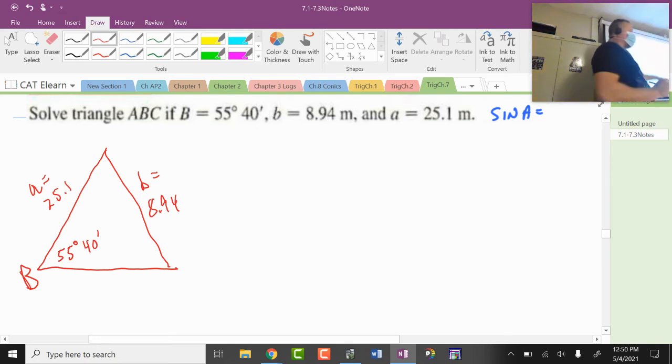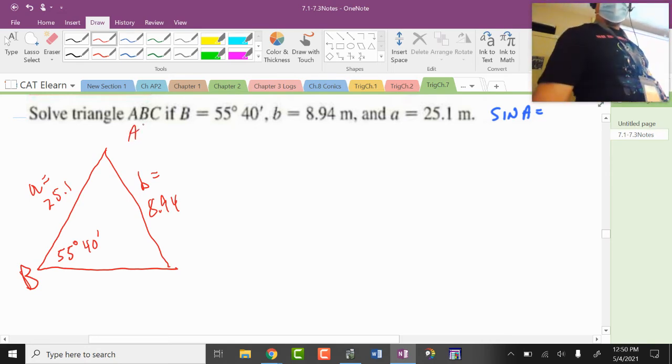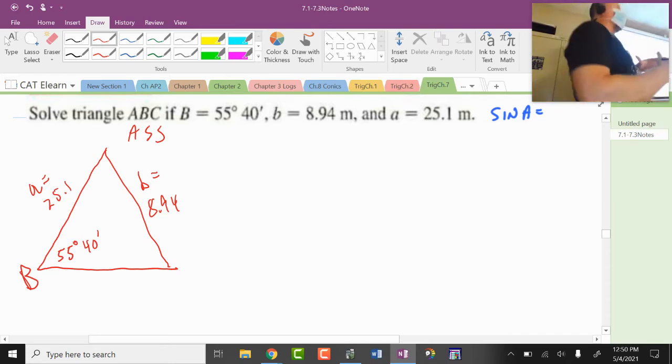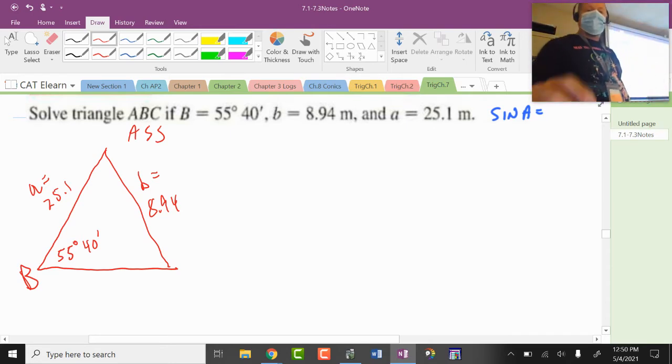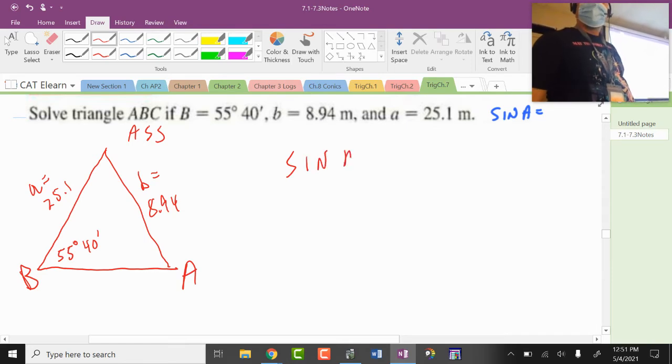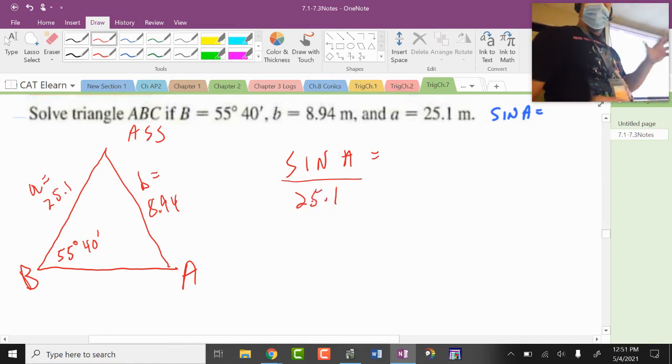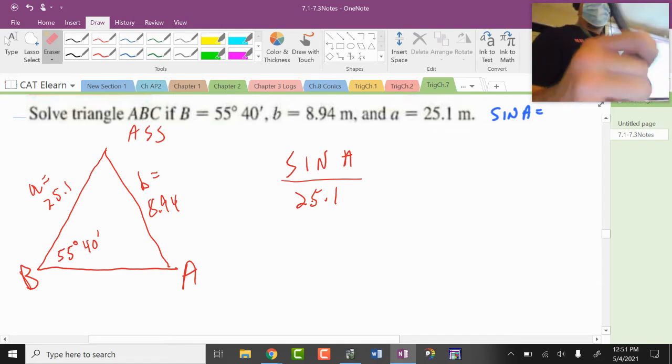Next thing, ASS, siren. Naughty word, tougher math thing to do, possibly. Actually, this one's easier. When we try to find angle A, sine of angle A over, sorry, I got a little too zealous on that one, 25.1. So 25.1 is opposite A, and that equals, I don't like where that equal sign is now. Come on. Pen.